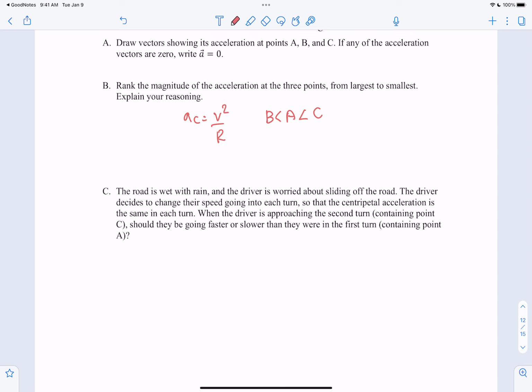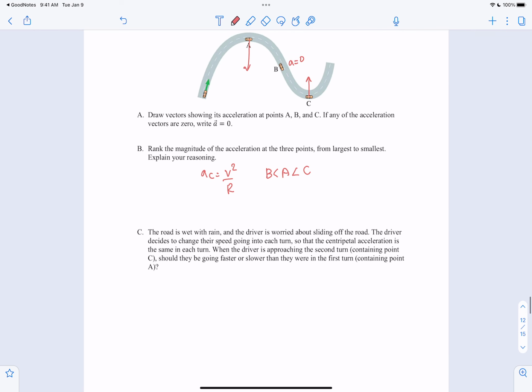All right. Part C: the road is wet with rain, and the driver is worried about sliding off the road. The driver decides to change their speed going into each turn so that the centripetal acceleration is the same in each turn. When the driver is approaching the second turn containing point C, should they be going faster or slower than they were in the first turn containing point A?